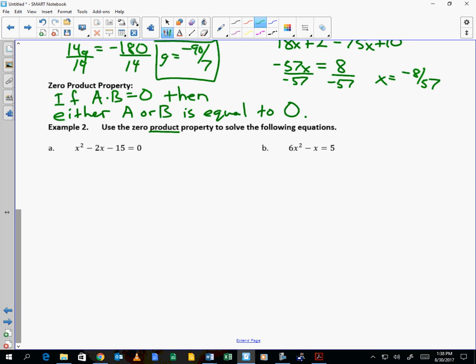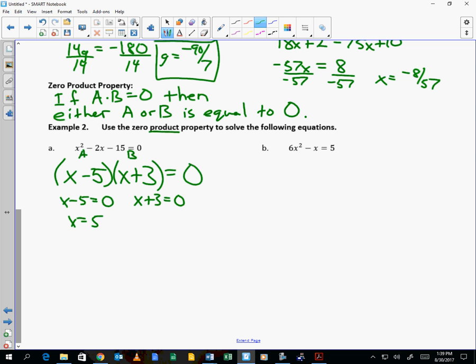Product means you write it as multiplication, which is what you do when you factor something. Factors are products. So, x minus 5 times x plus 3. I have a product of two terms. This is term A, this is term B. Either A or B must be 0. So x minus 5 is 0, so x is 5, or x plus 3 is 0. X is negative 3. Easy, right?